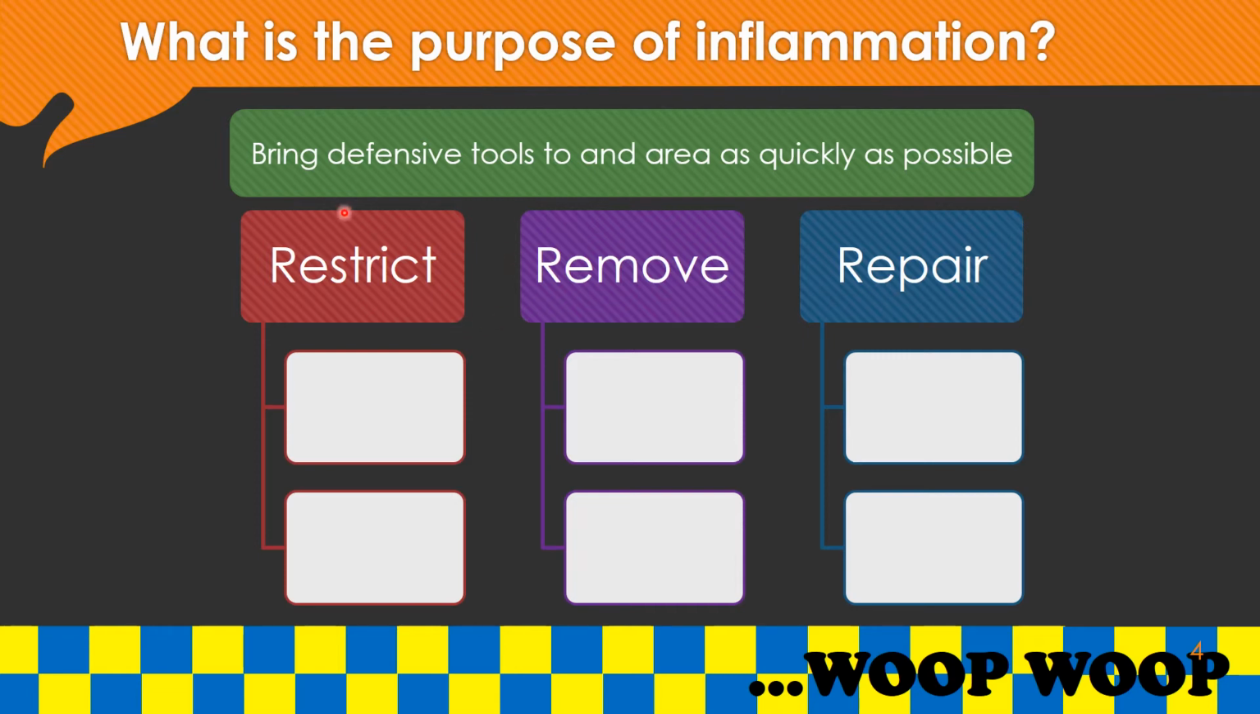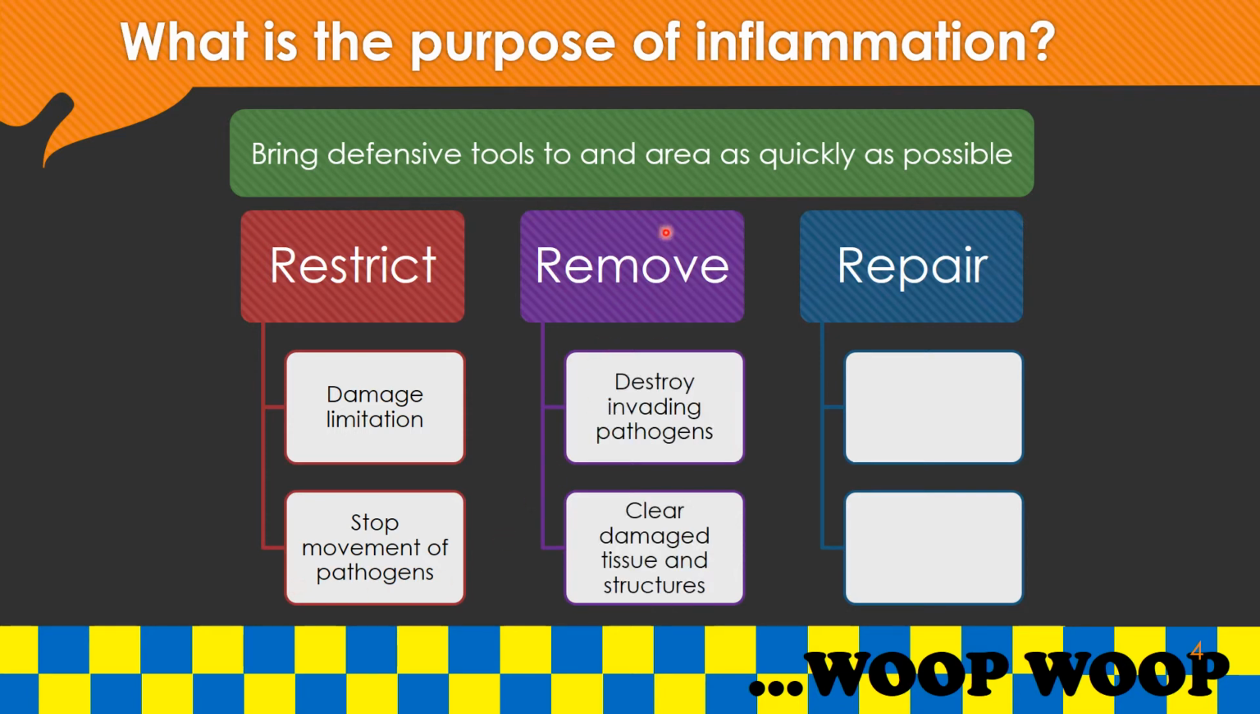First, it helps to restrict damage and to stop pathogens from moving around to other parts of our body. Secondly, it helps to remove the pathogen along with the damaged tissues, mostly through the action of phagocytosis. And eventually, inflammation facilitates the repair and regeneration of the damaged tissues. So here is when you will get a scar, as scarring is the final phase of healing, when your damaged tissue is replaced with collagen.